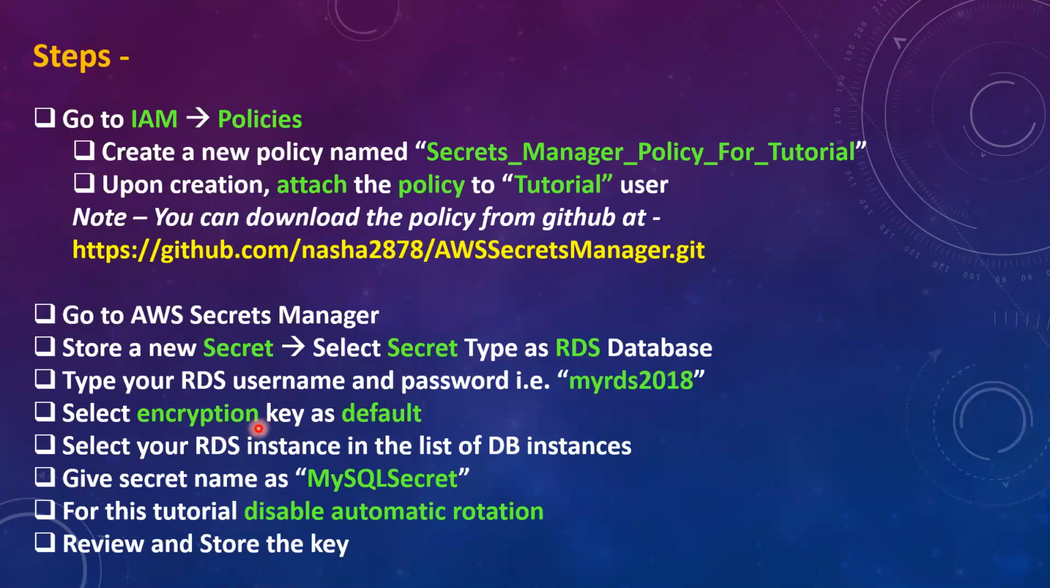Now this is where KMS steps in, because you could potentially use your custom KMS key as well, but for this particular demo, I'm going to use the default KMS key that is available. Finally, we will give the secret name as MySQL secret. For this tutorial, I'm going to disable automatic rotation. I'll create a separate tutorial on that. Once we have provided all these parameters, we will review and store the key.